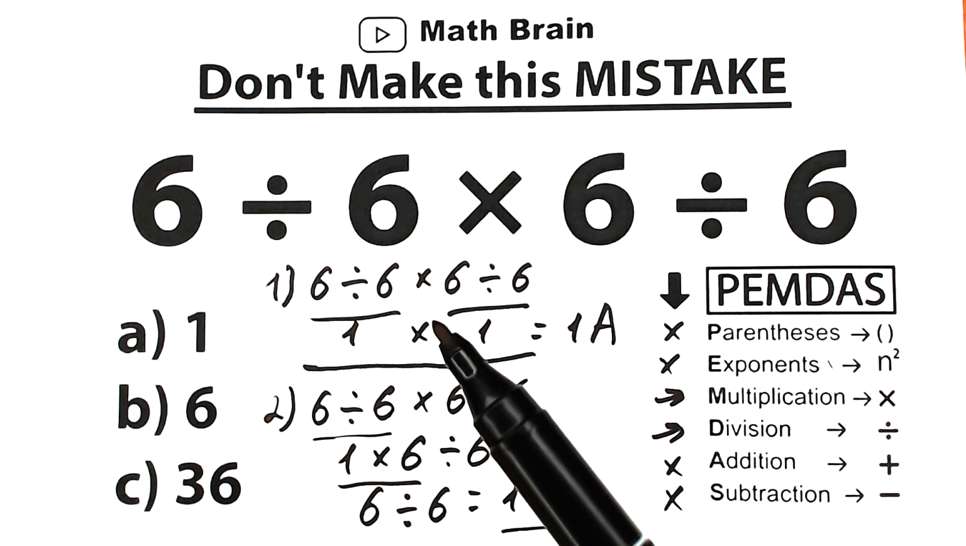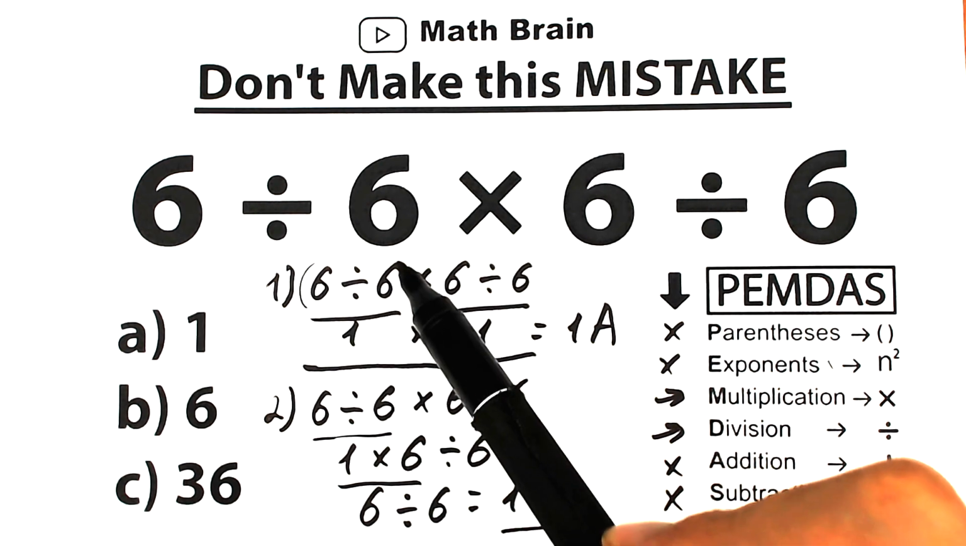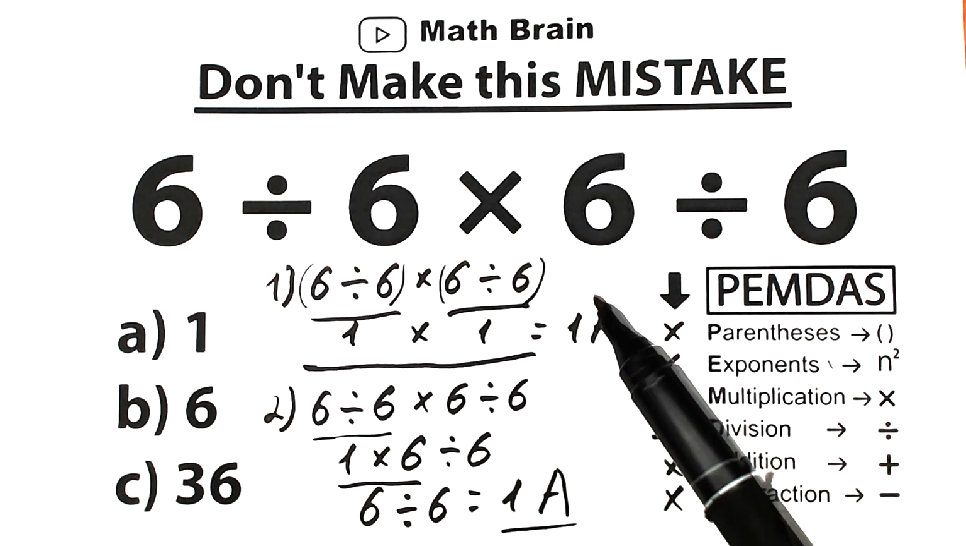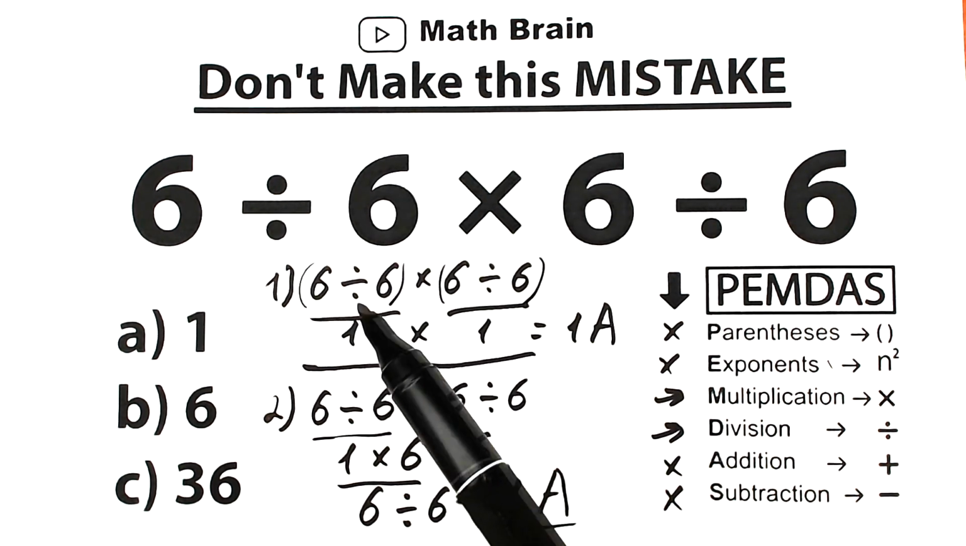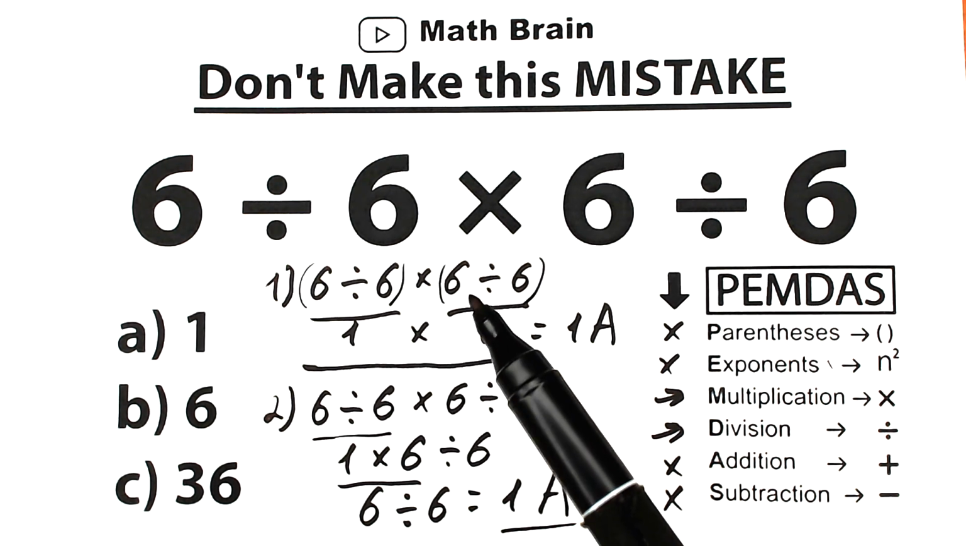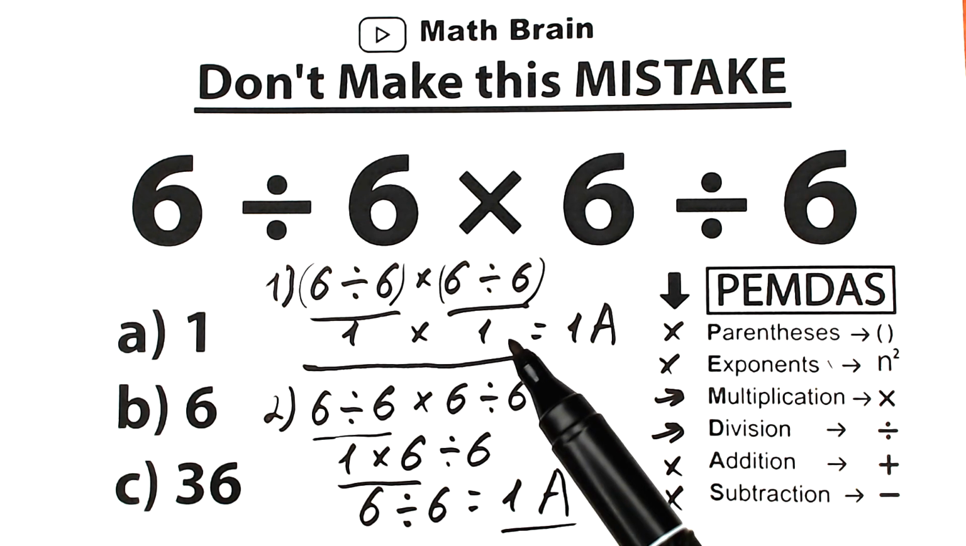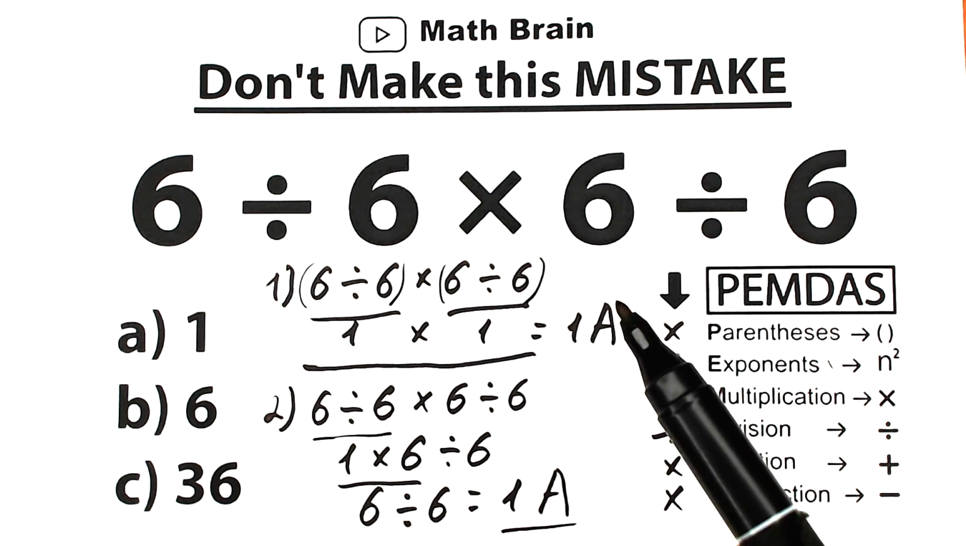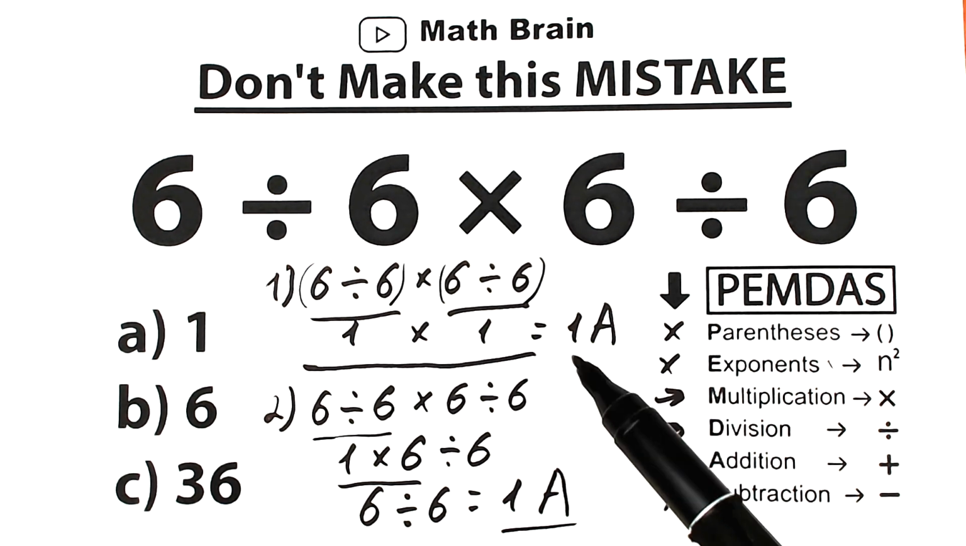Let's look at our first interpretation with brackets. As you can see, this is the correct answer as well. This is the correct solution, because first we should evaluate the expression inside the parentheses. Inside the parentheses we have 6 divided by 6, which is equal to 1. 6 divided by 6, which is equal to 1. So with brackets, this is the correct answer, right? But in our case we don't have any brackets, so this is an absolutely wrong answer, wrong solution.